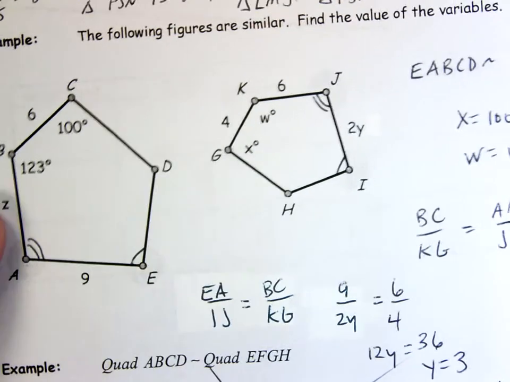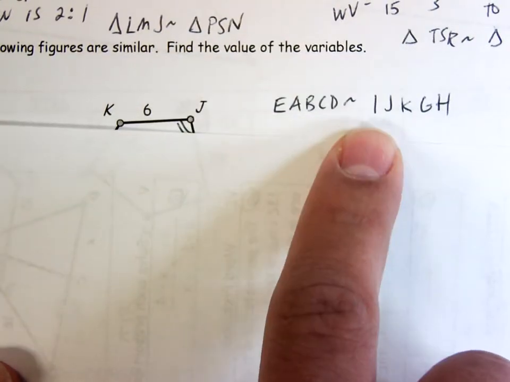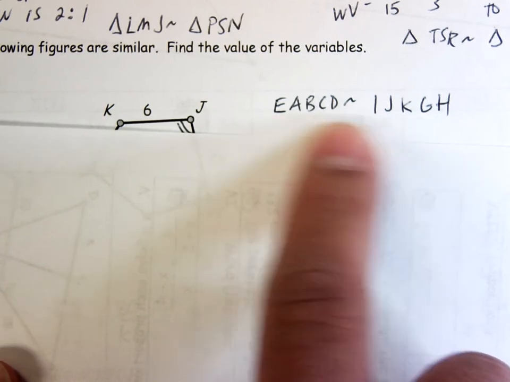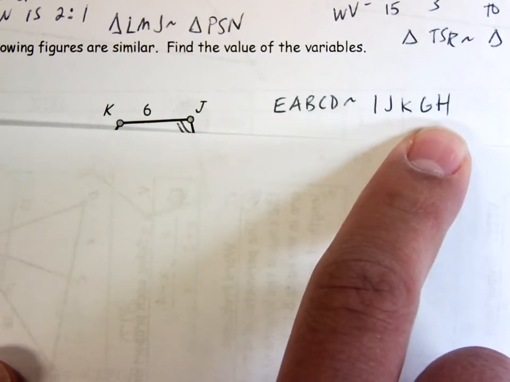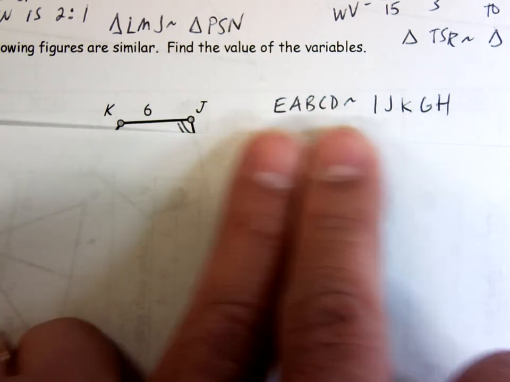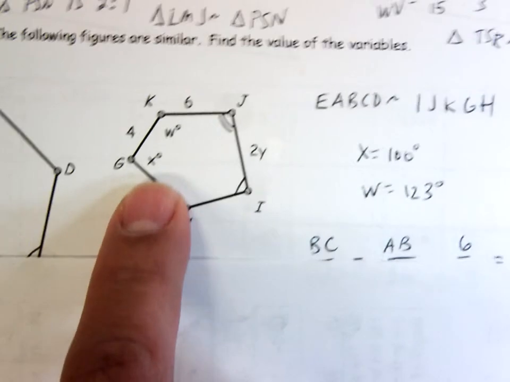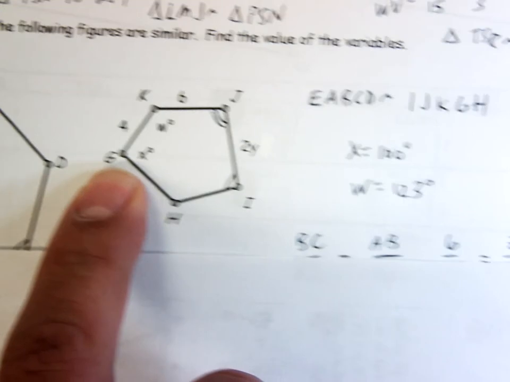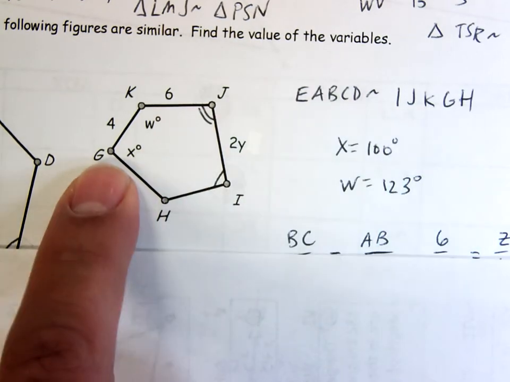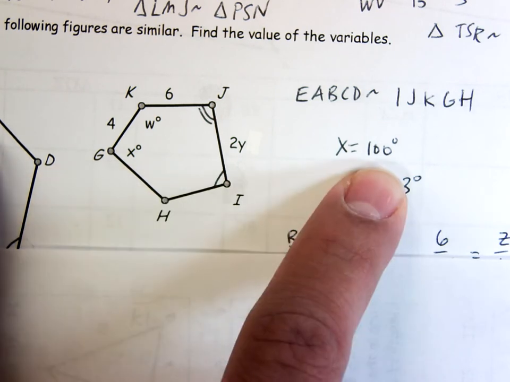Okay, so now this picture tells me everything that I need to go. I know angle E is congruent to angle I, A is the same as J, B is the same as K, C is the same as G, and D is the same as H. And I know side EA is proportional to IJ, AB to JK, and so on. Okay, so now I look at the picture, and I look at X. Well, X is with G. Well, then I can look over here. Well, G is in the same spot as C, so G and C must be the same. So if C is 100, that means X has to be 100.